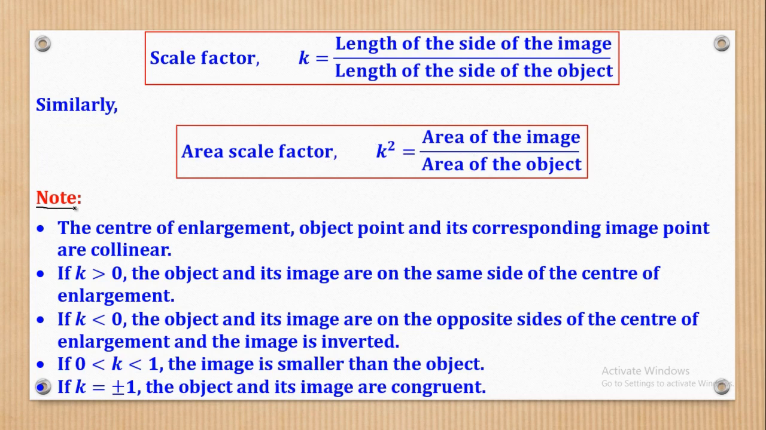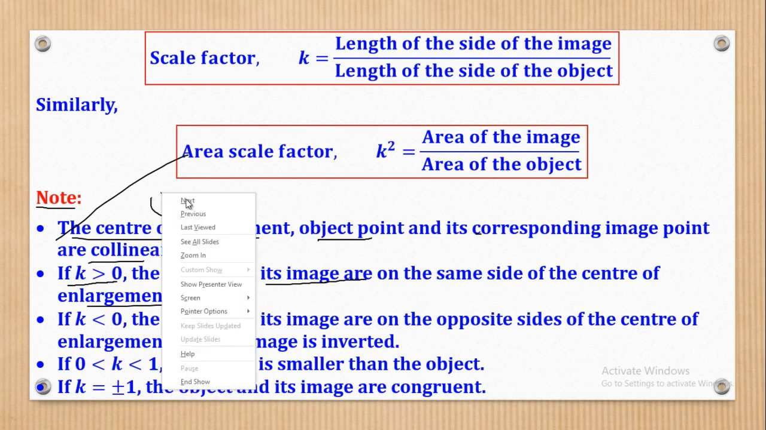There are some things we need to note here before we go through the worked examples. One is that the center of enlargement, the object point, and its corresponding image are collinear, so they lie on a straight line. Then if k, which is the scale factor, is positive, that's what they mean by greater than 0, the object and its image are on the same side of the center of enlargement.